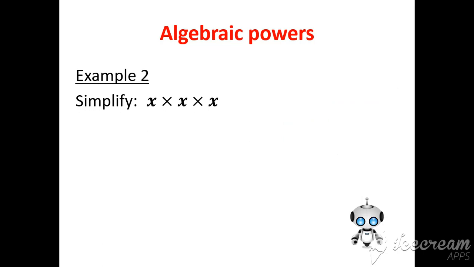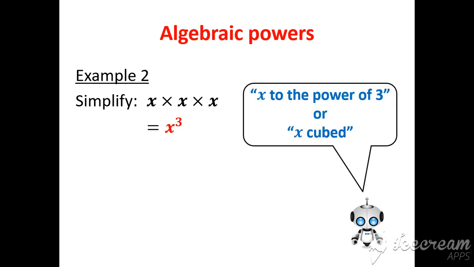Right, example 2. How would I simplify x times x times x? Well, how would I simplify 5 times 5 times 5? I'd write it as 5 cubed, or 5 to the power of 3. So I'll do the same thing. I'll write it as x cubed. X to the power of 3 or x cubed.